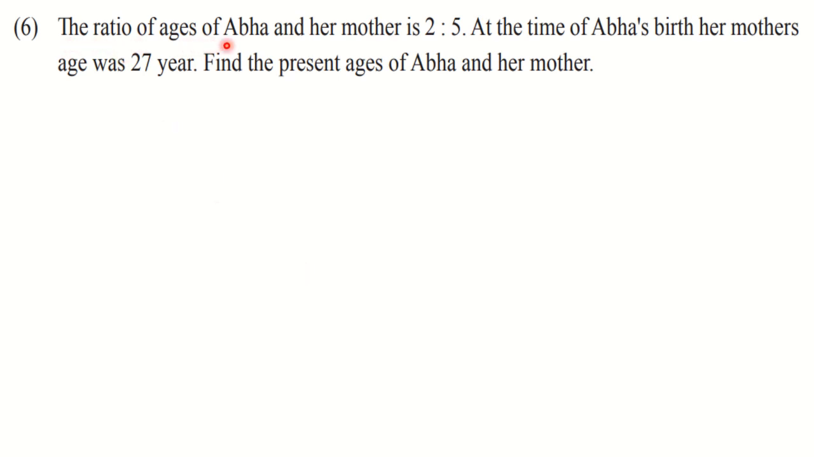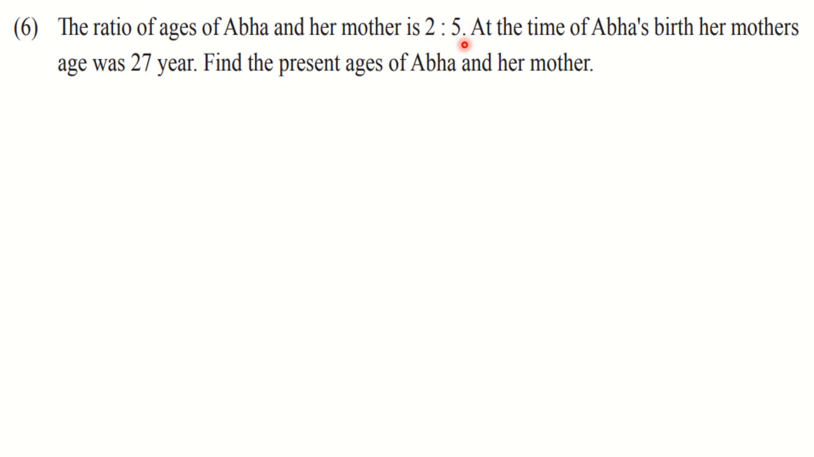The ratio of ages of Abha and her mother is 2:5. At the time of Abha's birth, her mother's age was 27 years. Find the present ages of Abha and her mother. So here, whenever you want to solve the problem, you have to always start with the unknown things, that you have to find out the ages of Abha and mother, and they are given in the form of ratio. So always you will copy down the first statement as it is from the question, that the ratio of present ages of Abha and her mother is 2:5.